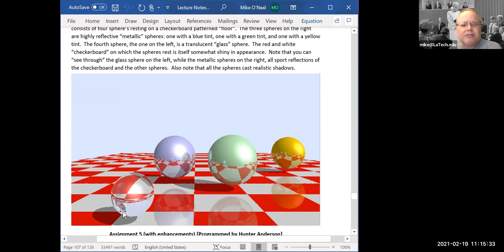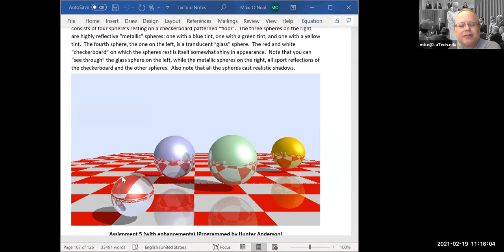Another thing is you have shadows of the objects here. I do note that the shadows don't seem to be reflected. Isn't that kind of interesting? But the level of realism here is far, far more than anything that we've done so far. And so this is essentially your assignment 5.